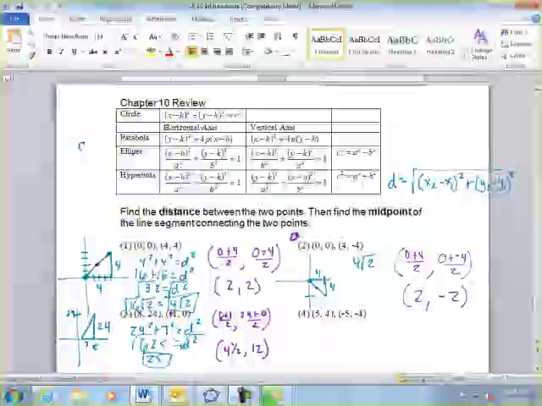And for the final one, plot over 5 and up 4, and back 5 and down 4. And connect. Gives us a horizontal length of 10 and a vertical length of 8, counting out between those points. 10 squared plus 8 squared equals distance squared.